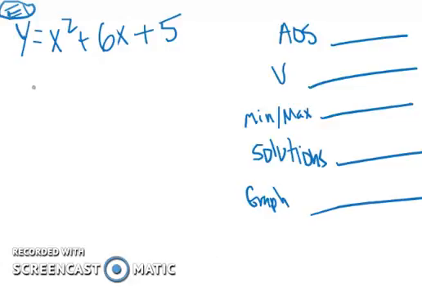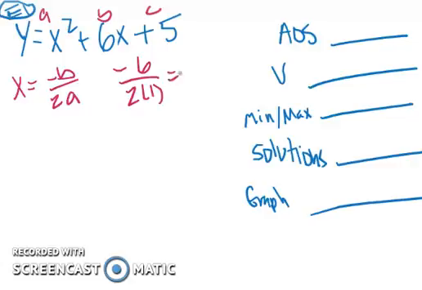All right, first thing, we want to go ahead and find the axis of symmetry. The axis of symmetry is the x value of the vertex, which is given to us by negative b over 2a. Again, we have the a, b, and c value, and so what we're going to get is negative 6 over 2 times 1, which gives us a negative 3. So our axis of symmetry is going to be at x equals negative 3.